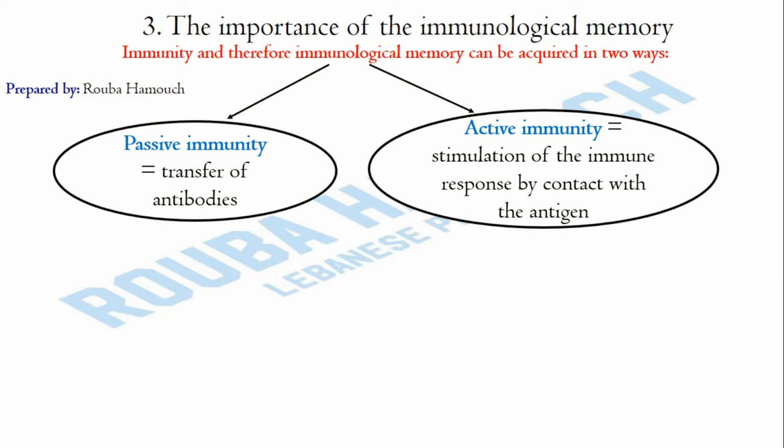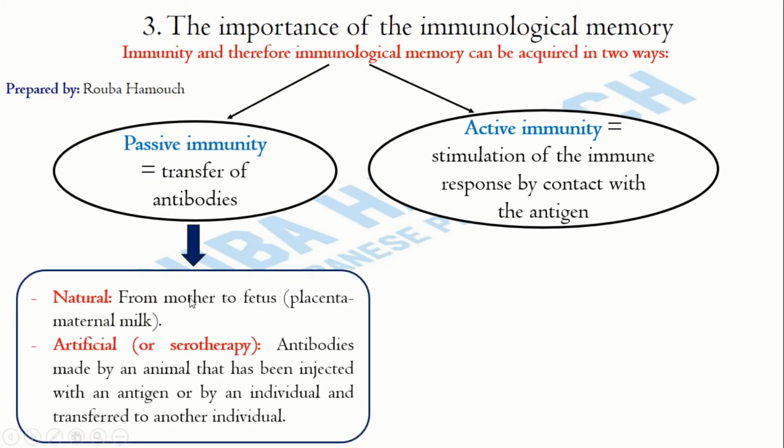the antigen. The passive immunity can be natural, from mother to fetus through the placenta, which is a barrier that separates the maternal blood and the fetal blood, but it allows the passage of antibodies produced by the mother during her life to her fetus. Also, the maternal milk contains antibodies that can be transferred to the fetus.